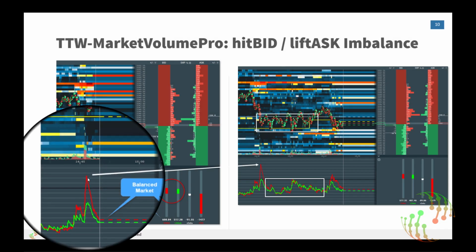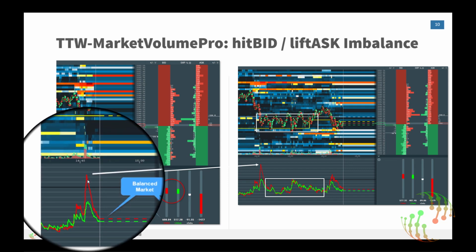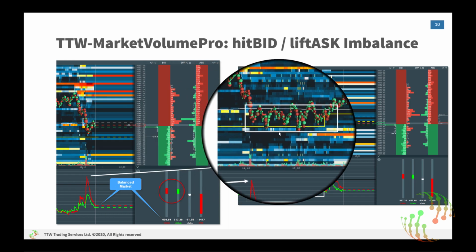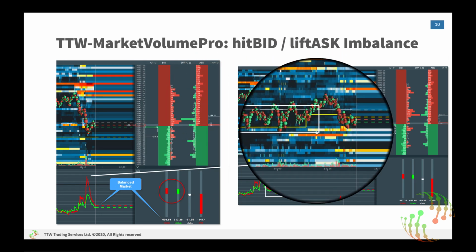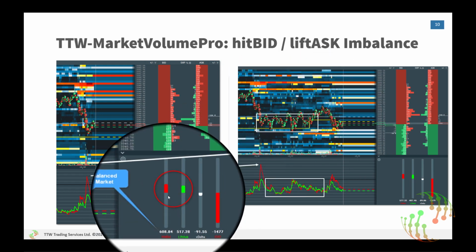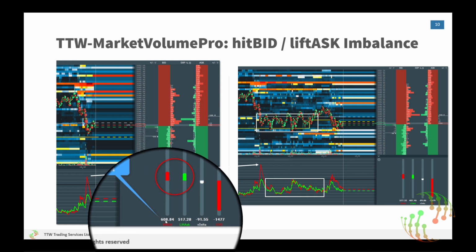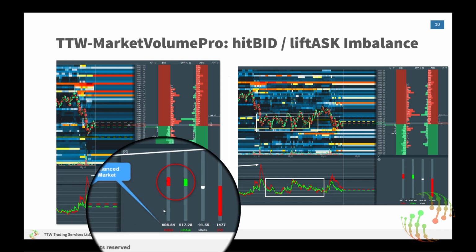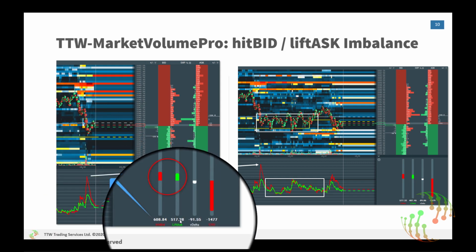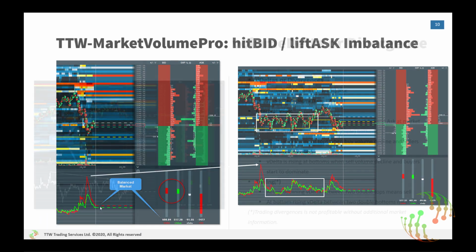The strong imbalance between bid and ask more often than not leads to a break or pause in the market. You can read it also in the widget section and hit bid and lift ask, as well as follow the numerical expression of the bid-ask imbalance. This numerical expression does not represent traded contracts. It's the numerical representation of these graphs.